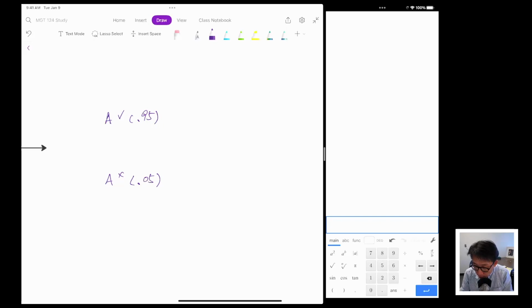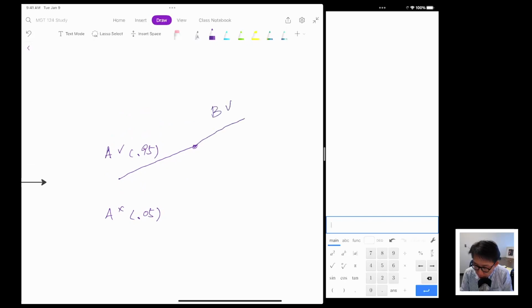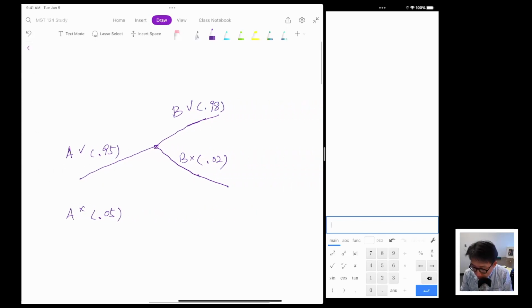So there are two different scenarios. Given A is functioning fine, there's a chance that B is also functioning fine. Let me just draw it like this. B is also functioning fine, because B is up and running 98% of the time. But there is a case where A is working, but B is not working. The chance that B is not working is basically 1 minus 98%.